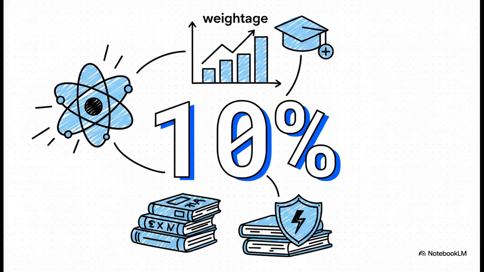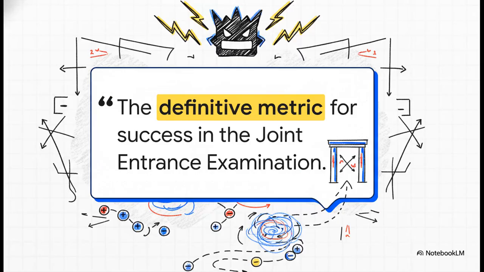10%. Just think about that for a second. Across various shifts of the joint entrance examination, electrostatics accounts for up to 10% of the entire physics paper weightage. That is massive. Conquering this single domain gives you an undeniable edge. We're not just talking about a random chapter here. It's a major, fundamental pillar of your final score. In fact, our source material literally calls mastering this topic the definitive metric for success in the joint entrance examination.